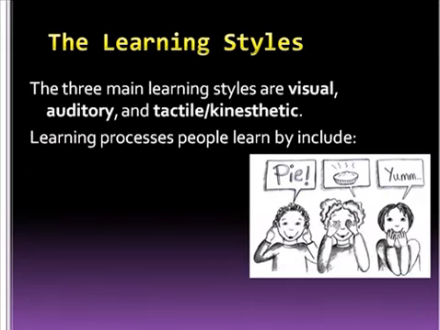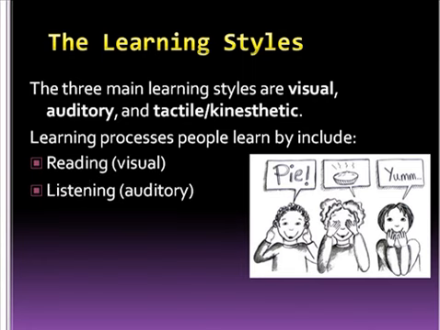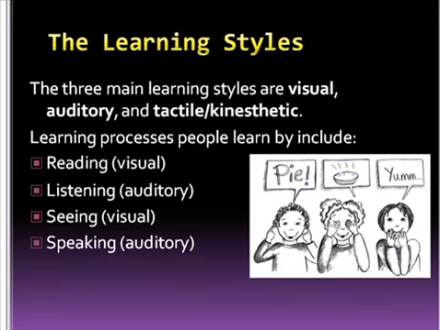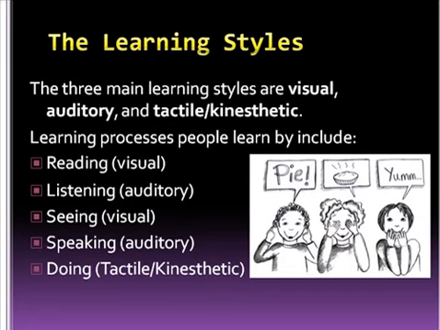There are 3 main learning styles. Those are visual, auditory, and tactile or kinesthetic. Learning processes people learn by include reading, which is in the visual, listening, which is in the auditory, seeing, which is again in the visual, speaking, which is once again in the auditory, and then doing, which is the tactile or kinesthetic.